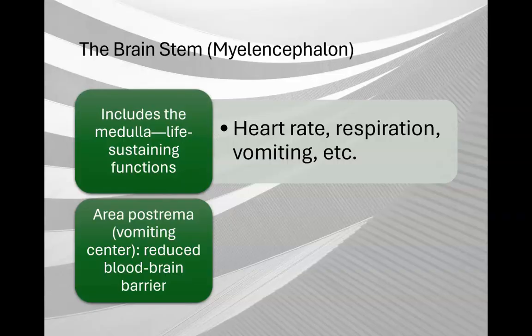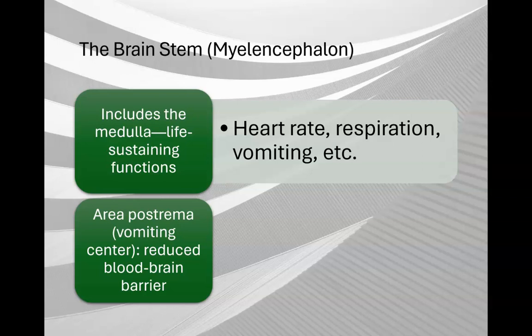So going into the brainstem, or the myelencephalon, this is going to include areas like the medulla, and the medulla is going to be critical for a lot of life-sustaining functions, such as heart rate and respiration, as well as vomiting. In particular, one area that you might be interested to learn about in the medulla is something called the area postrema. It is sometimes referred to as the vomiting center.